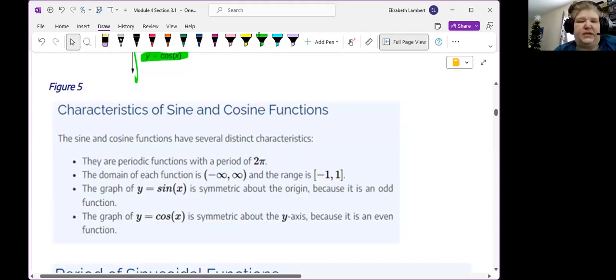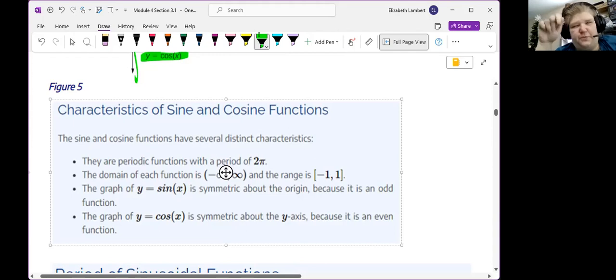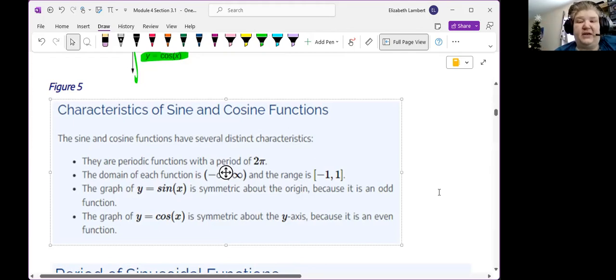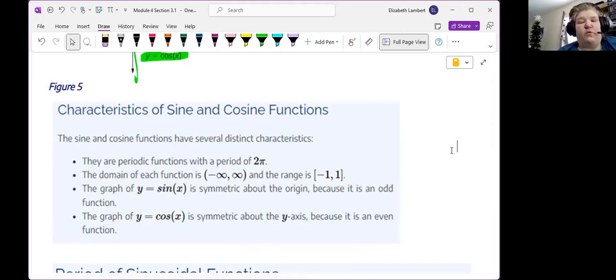All right. These are periodic functions. They repeat every 2 pi, and it's because 2 pi is on the unit circle. Their domain is all real numbers. I can put any value I want into a sine or a cosine function, and my output will always be between -1 and 1 inclusive. We saw in the unit circle the lowest value and the highest value, that those ranged. And then it just reiterates the symmetries there.